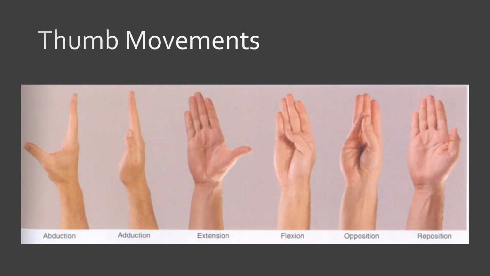Your extension is making the L. Flexion is when you cross over or try to touch your palm. And then opposition is just being able to touch your thumb to your other fingers. This is what sets primates apart from the rest of the animal kingdom, this whole thumb opposition. You wouldn't be able to have fine motor skills if you didn't have opposable thumbs. So don't let the thumb movements confuse you, but just remember that the thumb movements are different. The ones you should remember: abduction, flexion, extension.